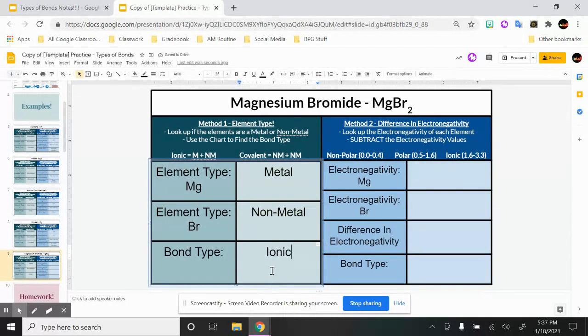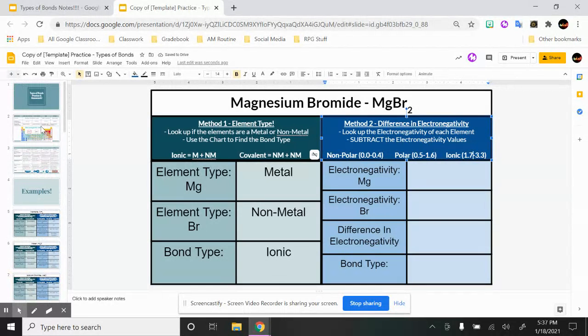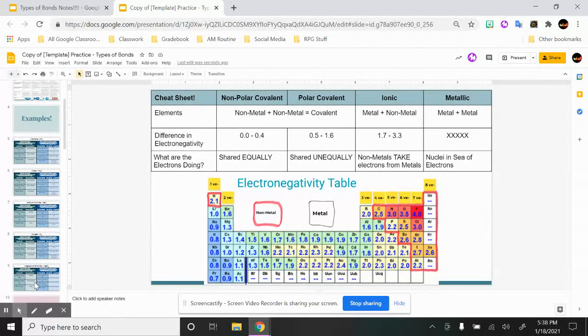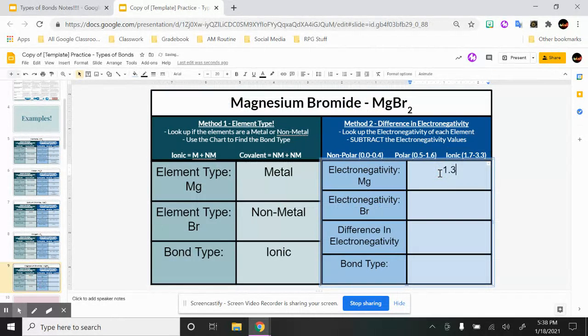Sorry. Now let's do our electronegativities. If I go look at my chart, magnesium has an electronegativity of 1.3. Bromine's is 2.8. I'm going to subtract. Now, this is one of those exceptions I was telling you about. When I subtract, I get 1.5. So this should tell me that it's polar. And if you told me polar here, I wouldn't take points off because that's what it's technically telling you on the chart.